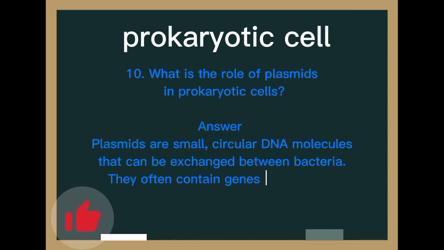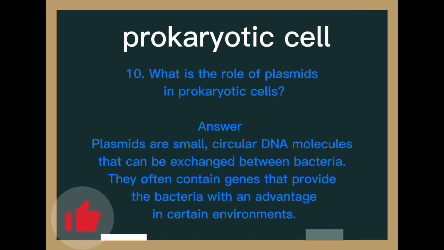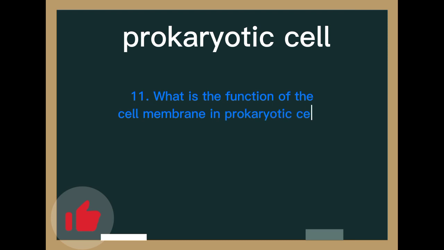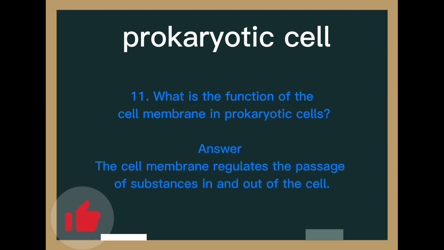10. What is the role of plasmids in prokaryotic cells? Answer: plasmids are small circular DNA molecules that can be exchanged between bacteria. They often contain genes that provide the bacteria with an advantage in certain environments. 11. What is the function of the cell membrane in prokaryotic cells? Answer: the cell membrane regulates the passage of substances in and out of the cell.